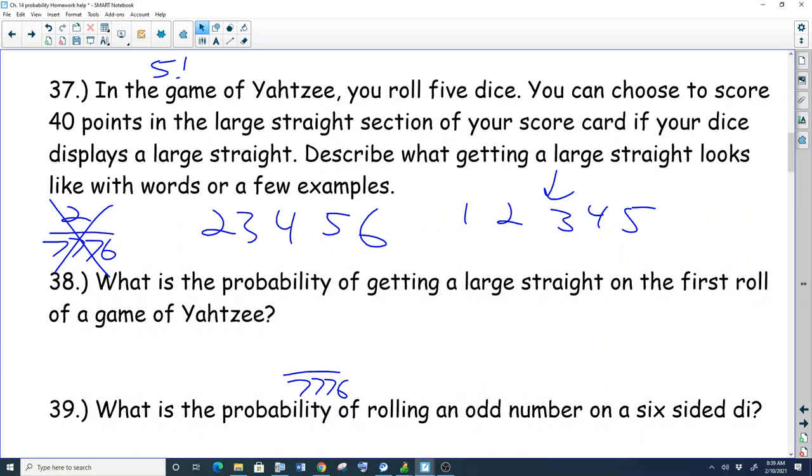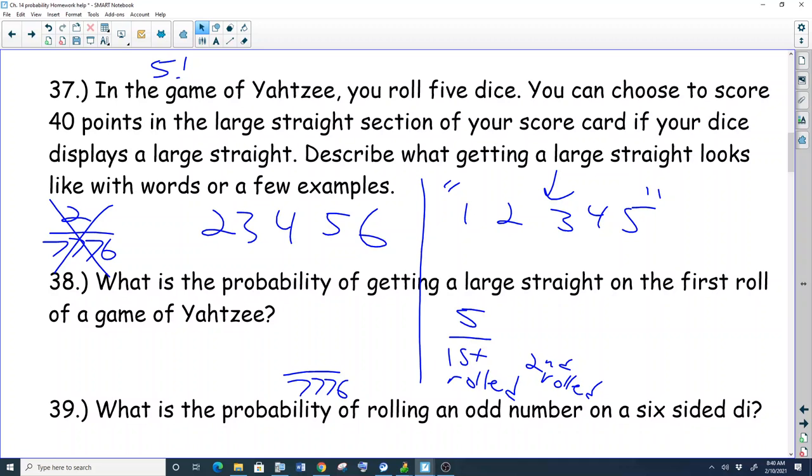Think about it this way. Ready? Write this down. So getting a large straight. How many different possible combinations for just the first die could have been rolled? Now we're just talking about the first roll. So we're just talking about 1, 2, 3, 4, 5 right now. This number could be a 1 or a 2 or a 3 or a 4 or a 5. So there's 5 ways.